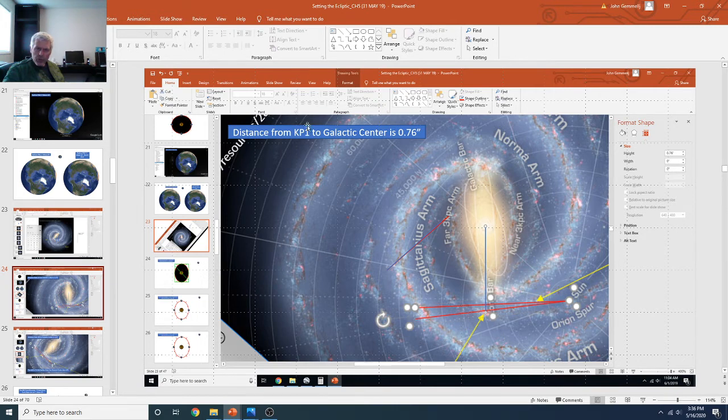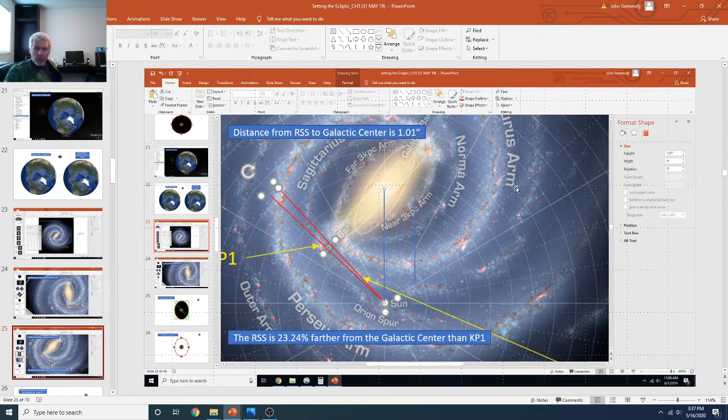The distance from known point 1 to galactic center is 0.76 inches. Hey, our galaxy really isn't quite as big as we thought. It's just not even an inch. Never mind. It's remarkable. Okay, here we go. Okay, so the distance from the RSS to galactic center is 1.01.